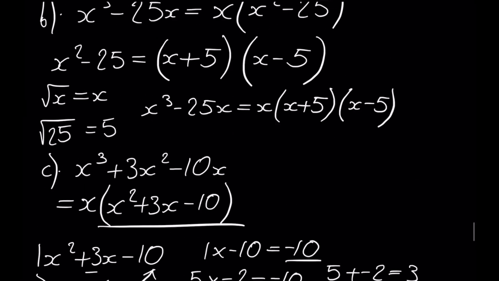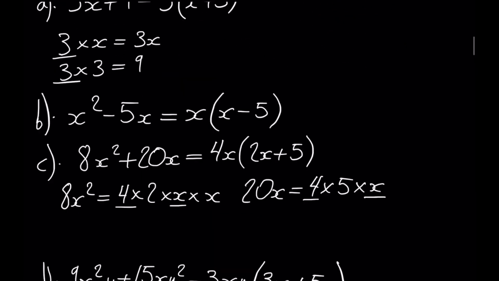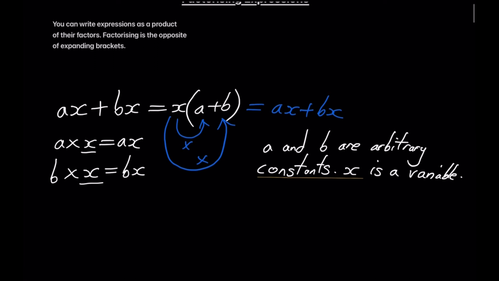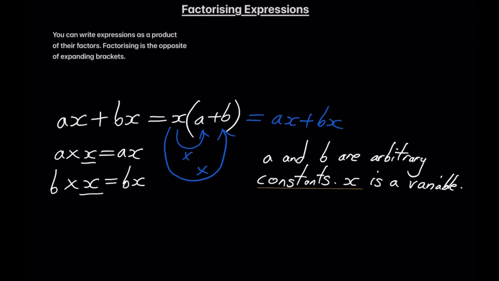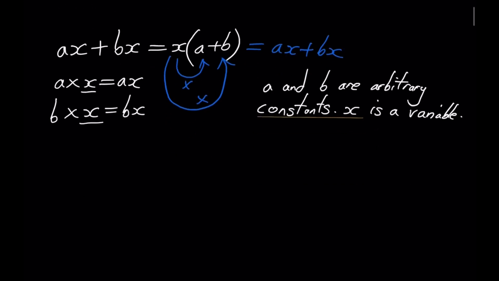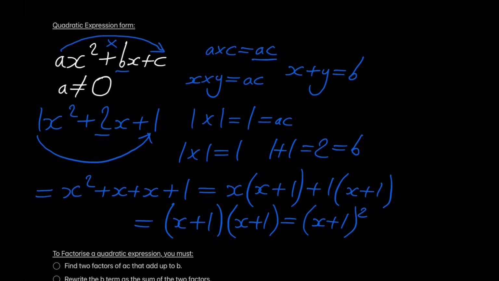And just to recap, factorizing is basically the process of writing expressions as a product of their factors, and factorizing is the opposite of expanding brackets. Depending on what kind of expression we have, the process through which we go to factorize that particular expression may differ. For example, for quadratic expressions, there's a process we would follow, and this has been illustrated here.